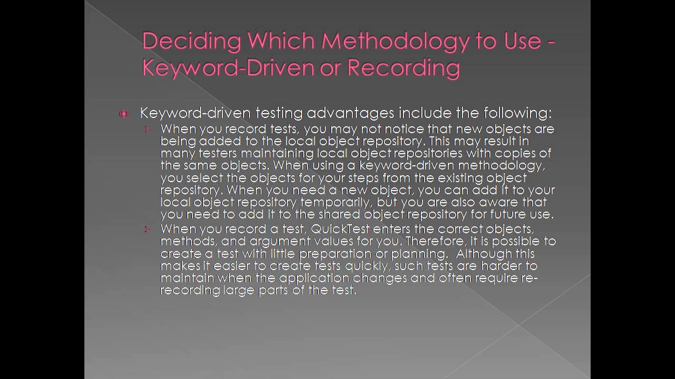When you record a test, QuickTest enters the correct objects, methods, and argument values for you. Therefore, it is possible to create a test with little preparation or planning. Although this makes it easier to create tests quickly, such tests are harder to maintain when the application changes and often require re-recording large parts of the test. When you use a keyword-driven methodology, you select from existing objects and operation keywords.